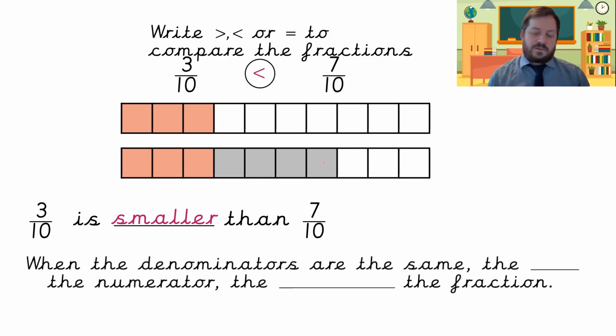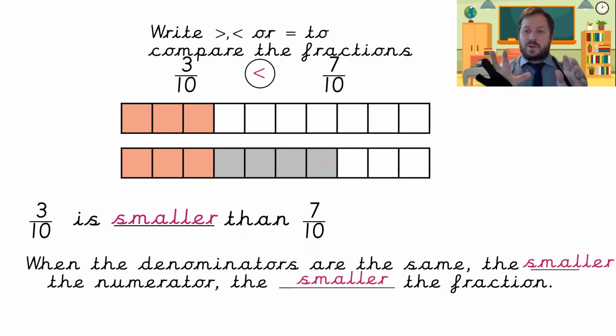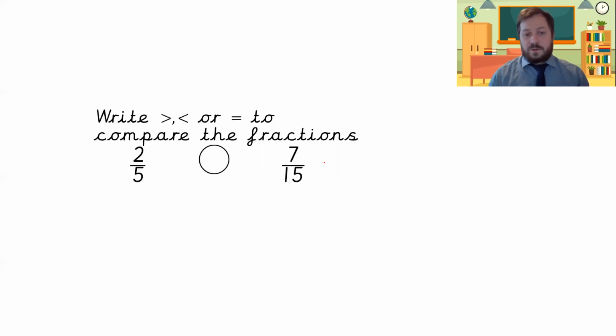Now this links into the fact that if we know the denominators are the same, we can start to make a rule up. And the rule is when the denominators are the same, the greater the numerator, the greater the fraction, or the smaller the numerator, the smaller the fraction. So if our denominators are the same, we can just compare the numerators as we normally would. The bigger it is, the bigger the fraction. And that's our rule. So using that rule, how can we help us answer this one?